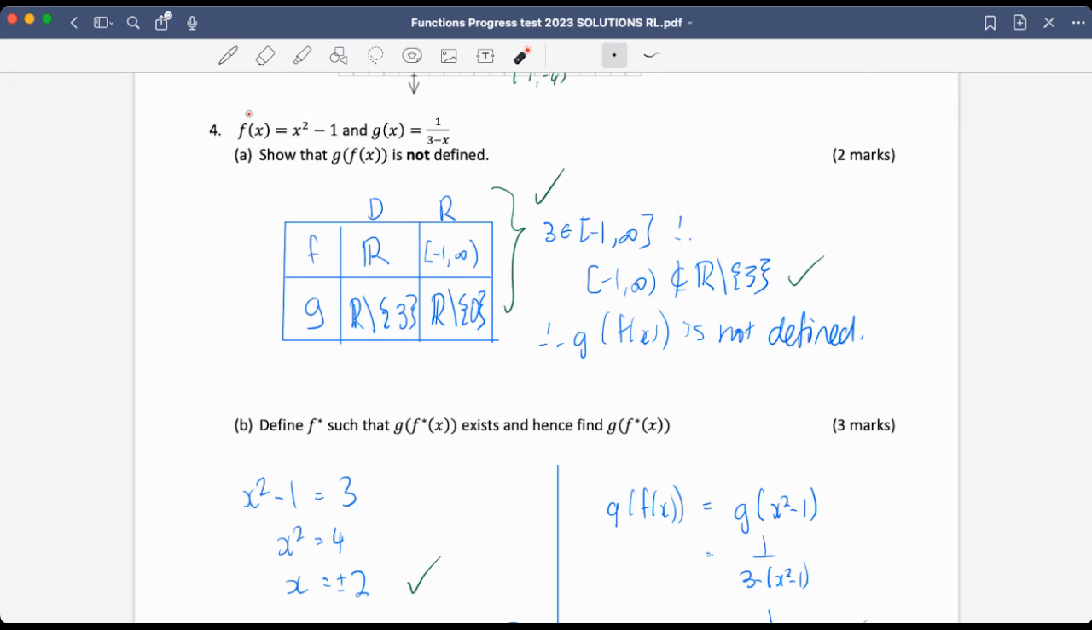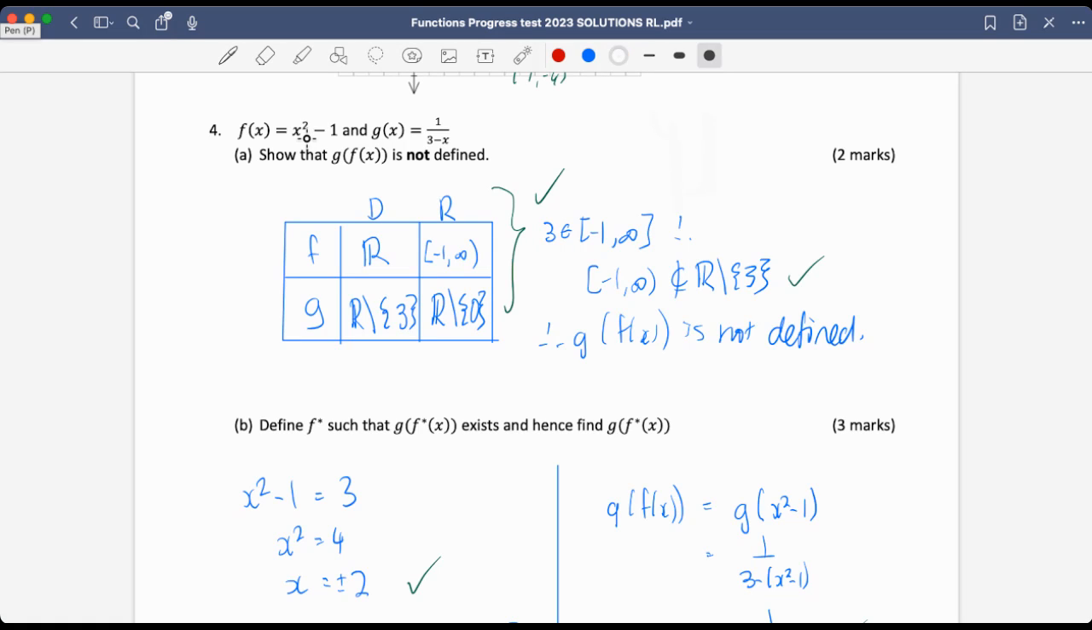Okay, part B. Define f star, technically an asterisk, such that g of f star of x exists and hence find g of f star of x. Okay. So, we did do these in class. F star basically means the function f, the same rule, but a different domain. That's the only difference between f and f star. It's a different restricted domain.